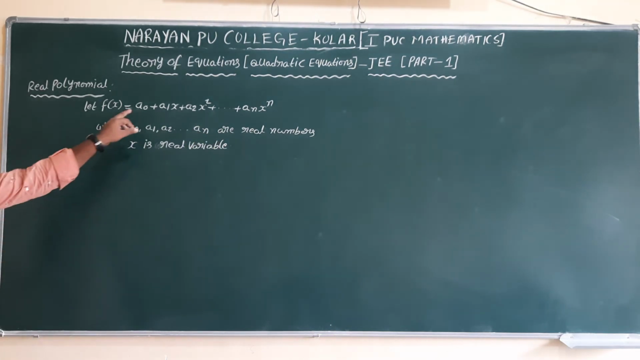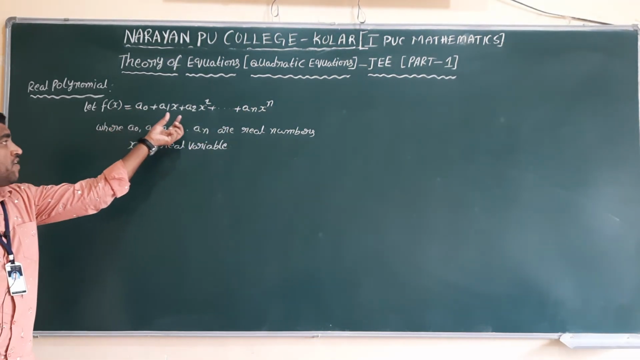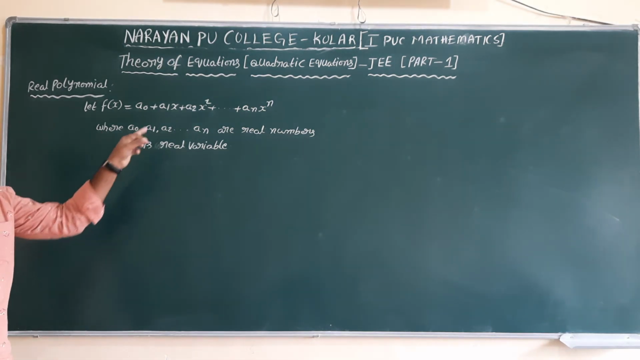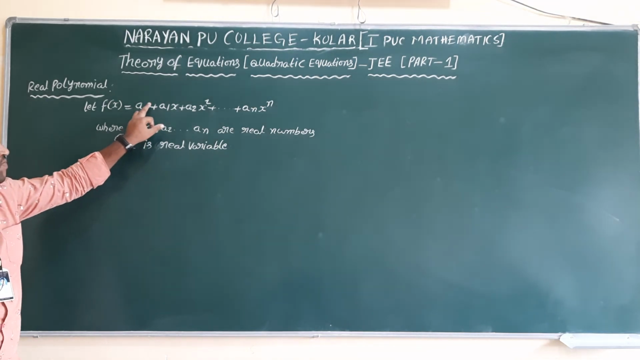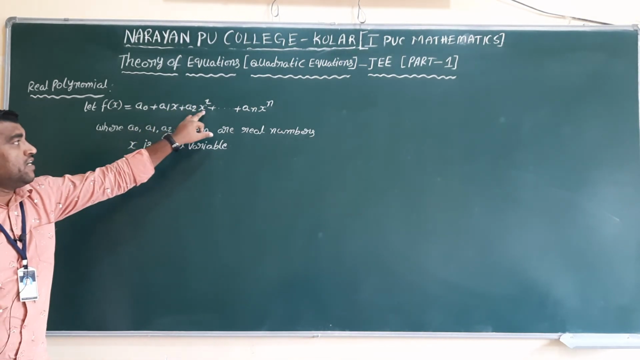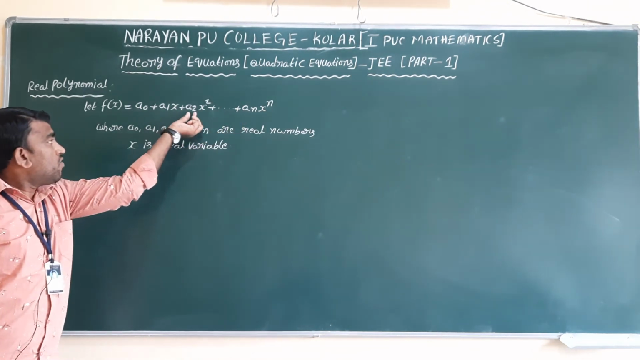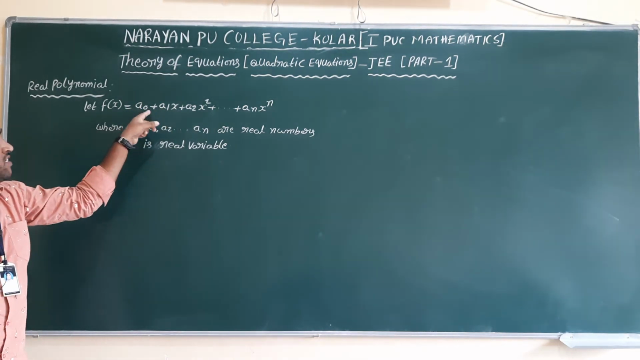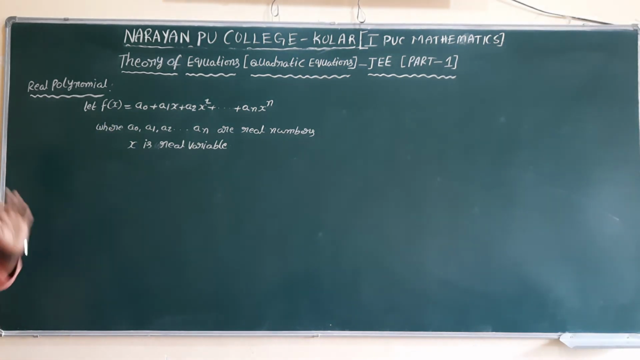In the expression a0 plus a1x plus a2x square and so on an x power n, a0, a1, a2 and an are also called real coefficients of x. If you observe, we can write x power 0, x power 1, x square, x cube, x power 4 and so on x power n. So next, complex polynomial.